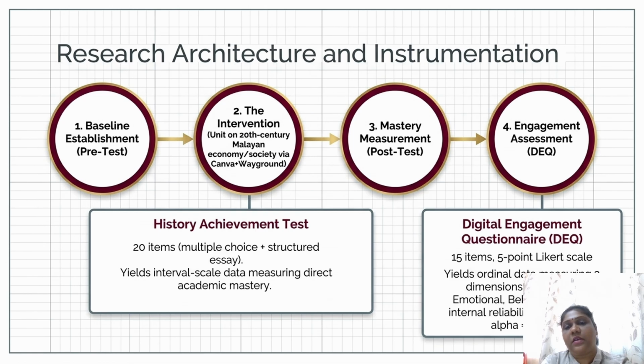So after the post-test, we do the engagement assessment, a digital engagement questionnaire. We use 15 items on a 5-point Likert scale, with dimensions used to assess the emotional, behavioral, and cognitive.